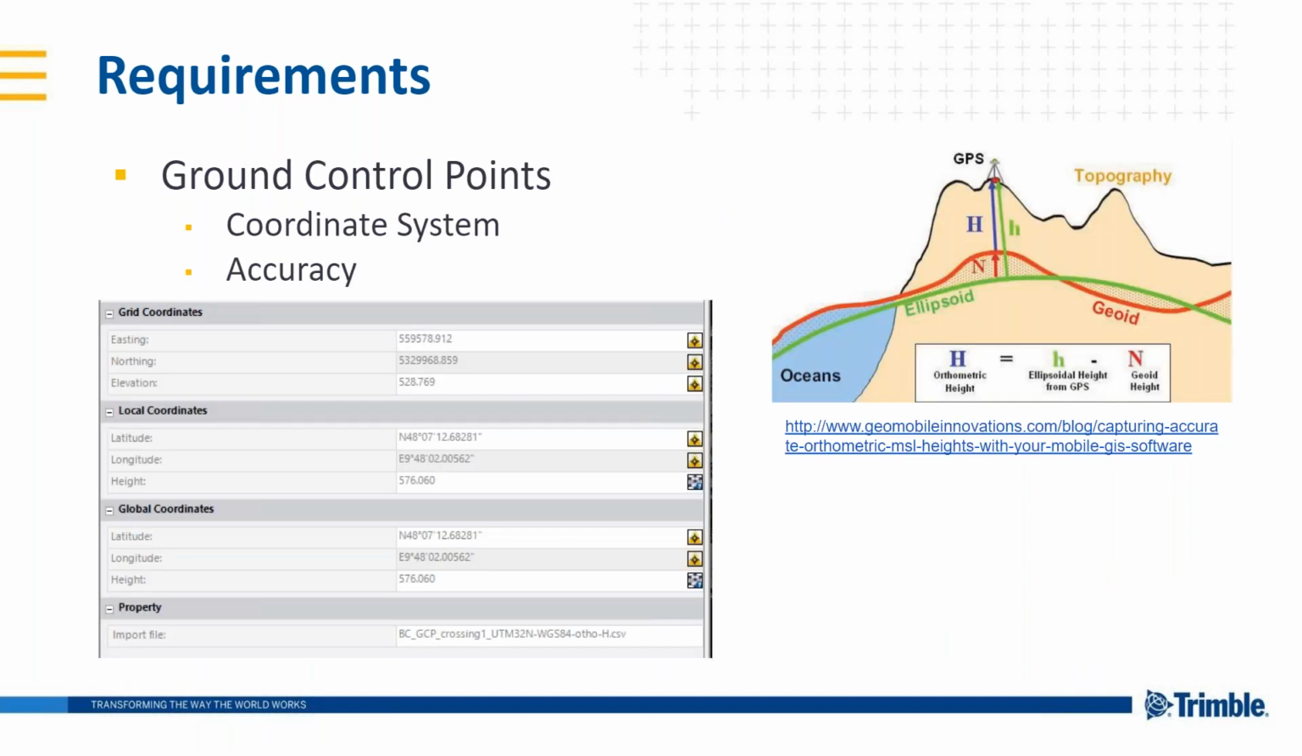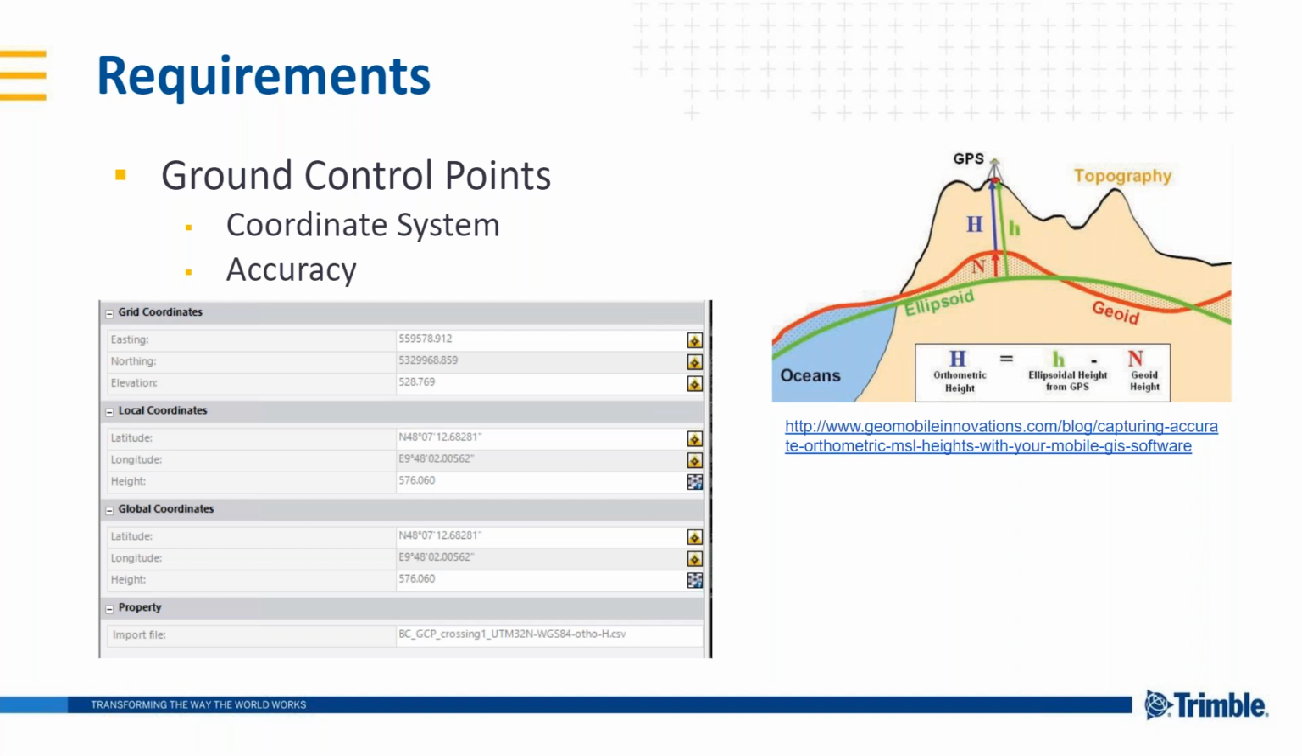The next requirement, which in my personal opinion I consider the most important, is to have good quality control points, meaning that normally we receive a CSV file from our surveying team and they say these are our reference data, so please register your data against these control points. We should know two things before registering our data: the coordinate system that has been used and the accuracy that those points have.